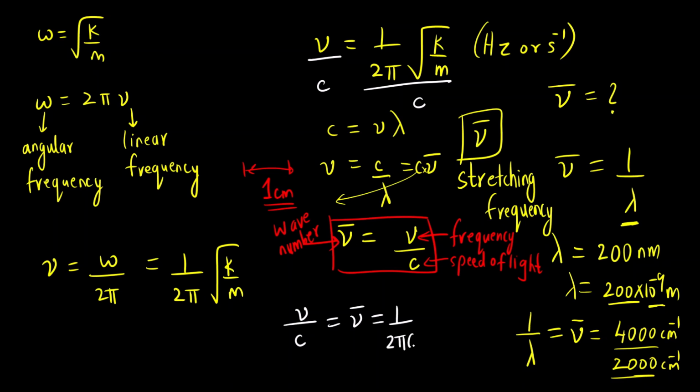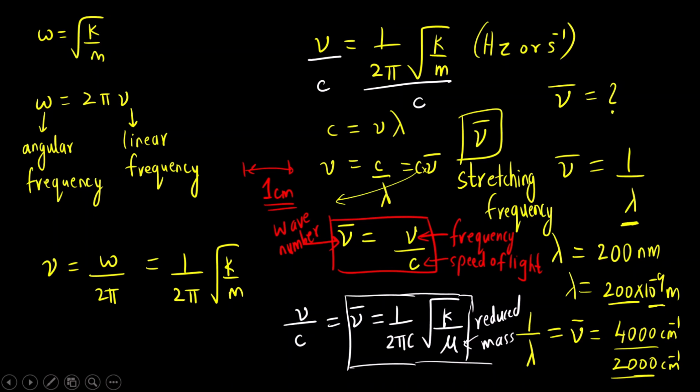1 by 2 pi c root of k by mu. Here in case of infrared spectroscopy, we substitute mass with a term called mu. Mu is the reduced mass. We will see what is reduced mass. This is the final equation that we have to understand.